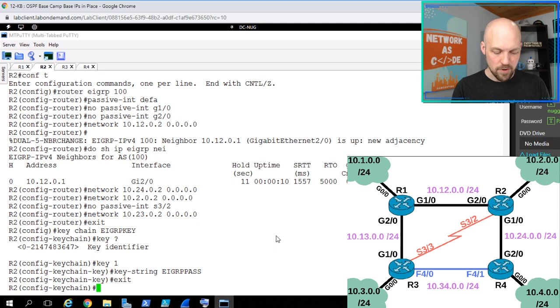All right, so in the meantime, we have to get onto the interface that we're going to apply authentication to. And one thing to keep in mind with distance vector protocols, there's a lot that can be done on a per interface basis. Summarization, we're going to look at summarization later, and that goes on the interface.